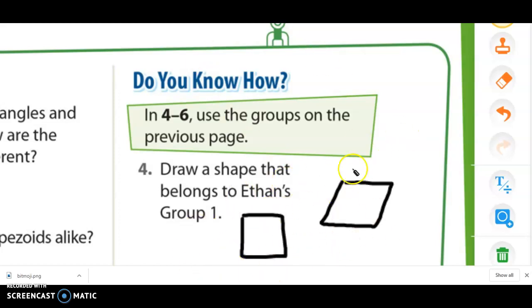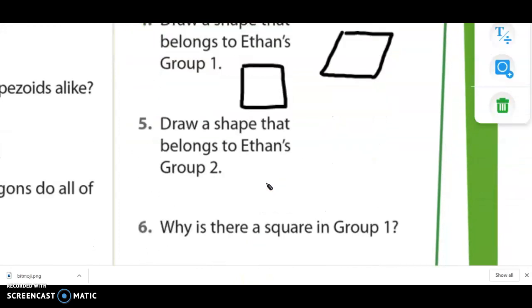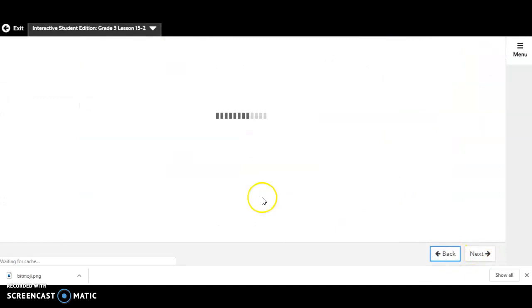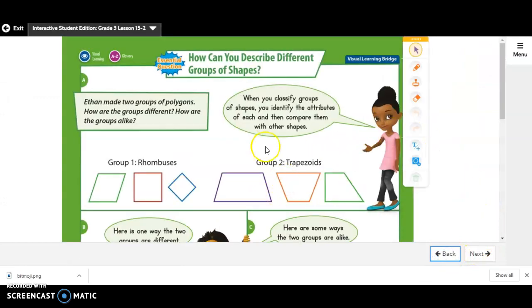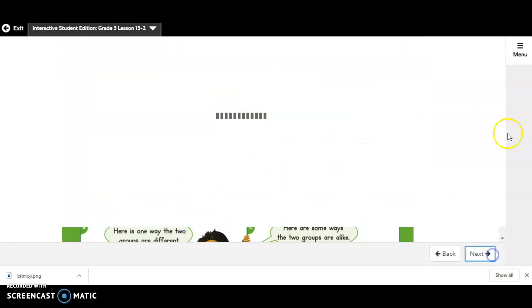It still fits all of those attributes. It does have a specific name of a square, but we can still think of it as a rhombus also. Draw a shape that belongs to Ethan's group 2. His group 2 was full of trapezoids. So remember, 1 set of parallel sides.